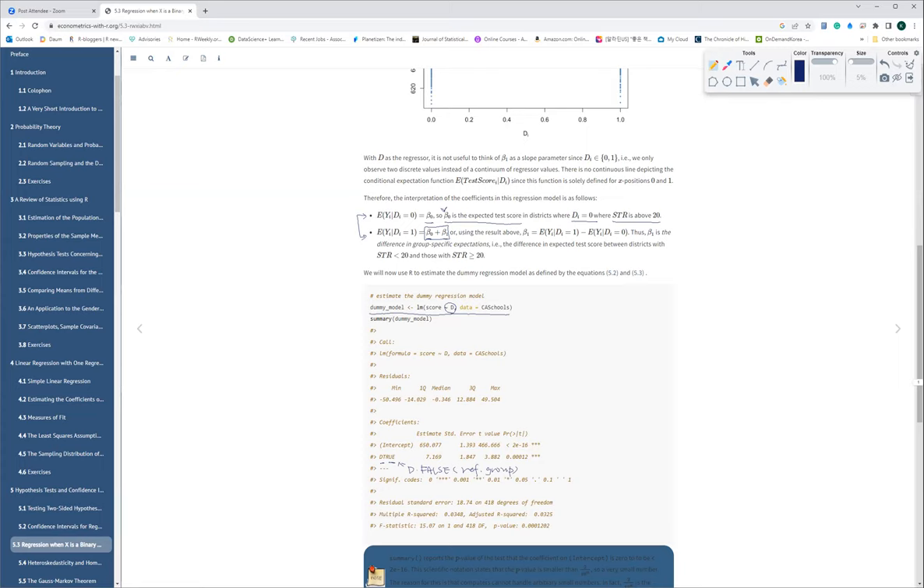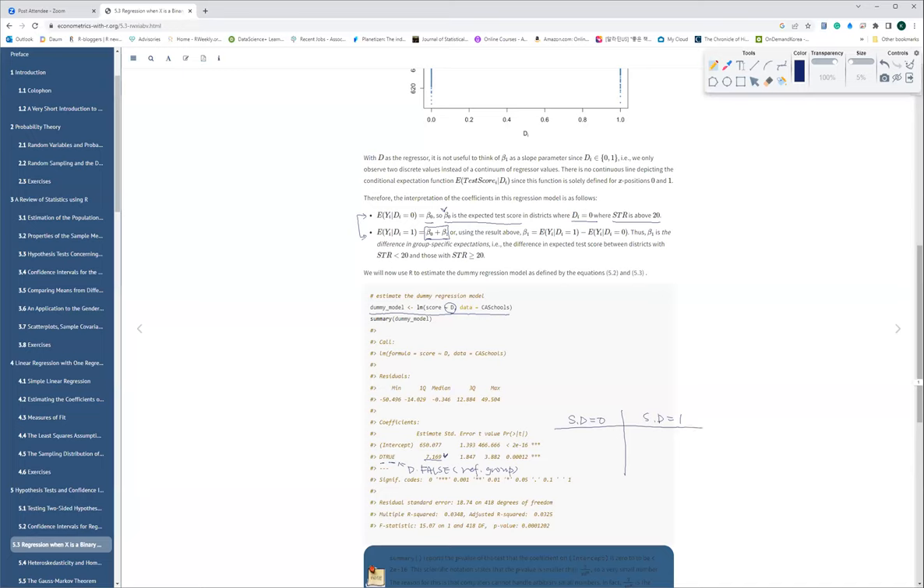A school that belongs to school district one tends to have a higher score of 7.169 compared to the schools that belong to school district zero. So that means, okay, school district is zero and school district is one.